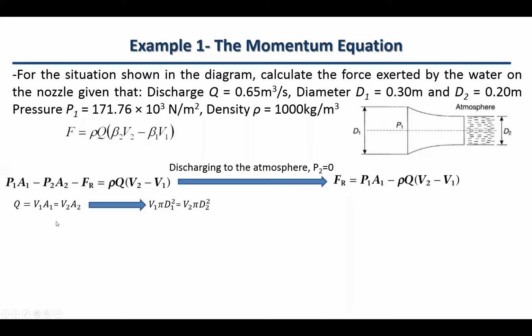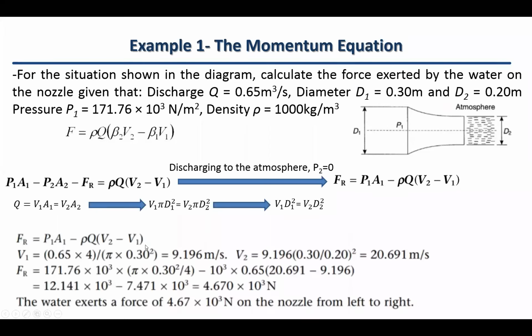If we write A1 and A2 as pi D squared over 4, we have V1 pi D1 squared is equal to V2 pi D2 squared. If you cancel out the pi from both sides, we write V1 D1 squared is equal to V2 D2 squared. First of all, we use the continuity equation because we have D1 and D2, but we don't have the velocity here. We have Q already, so we can easily use Q with D1 to calculate V1, and V2 as well. Let's see how we go ahead.